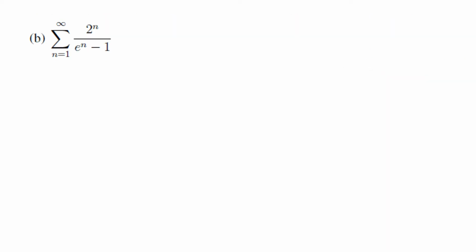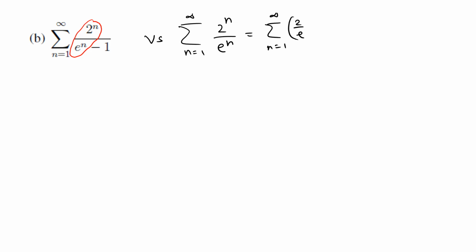So let's look at the next problem. So this is what we have. So we have the sum for n going from 1 to infinity of 2^n over e^n. So you notice that they both have an n as a power. So that means what we can do is we can compare this with the sum for n going from 1 to infinity. Look at only the dominating terms. So that means 2^n over e^n, which you can write like this: the sum for n going from 1 to infinity of (2 over e)^n.